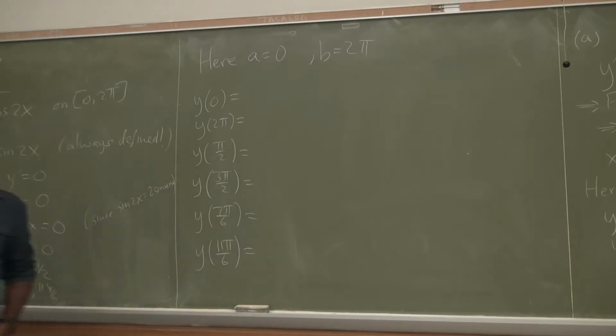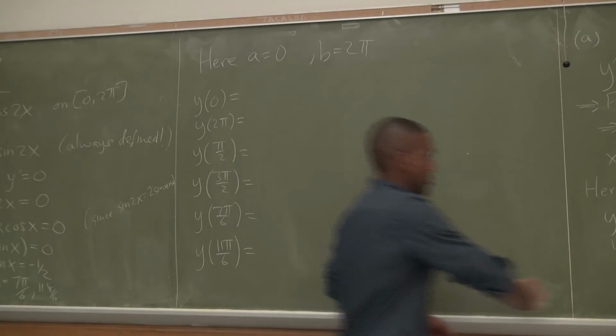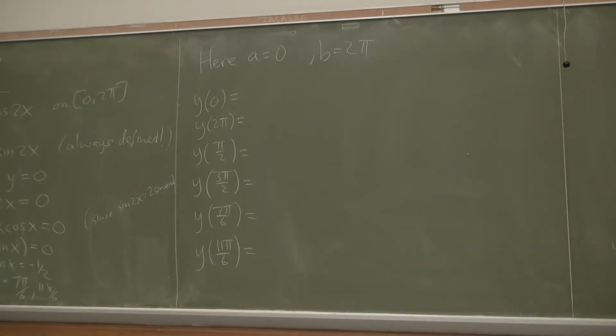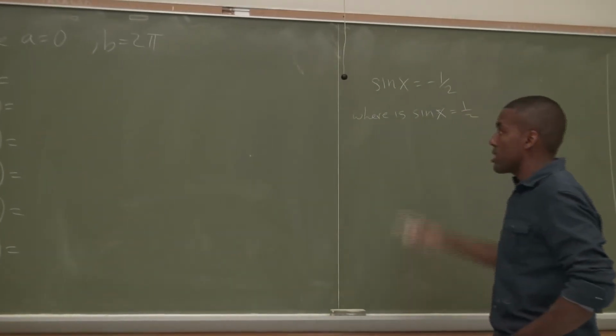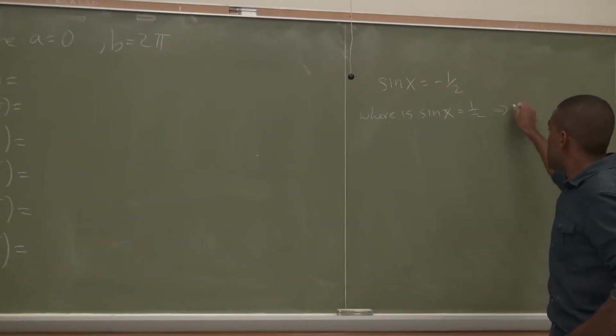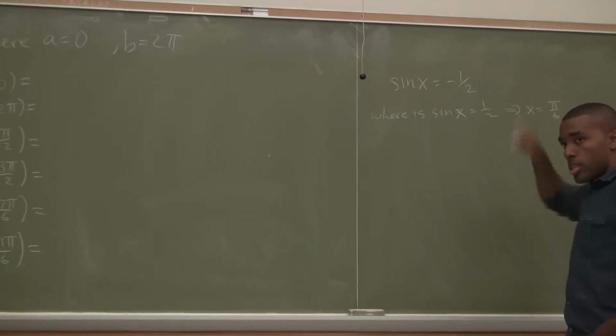Professor, I have a question. How did you get 7 pi and 11 pi over 6? You just put it with sine equal to minus 1/2 on the graph, right? Yeah. So if you know sine x equals minus a half, basically what you do is you think of where sine x equals 1/2. The positive, right? That's going to give you the first quadrant. You know this happens when x is pi over 6 from that table that I had you remember.